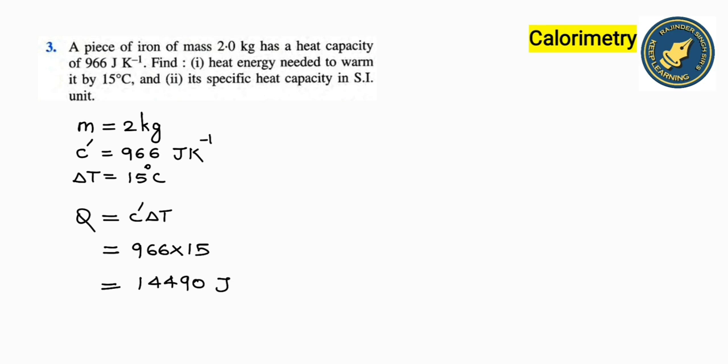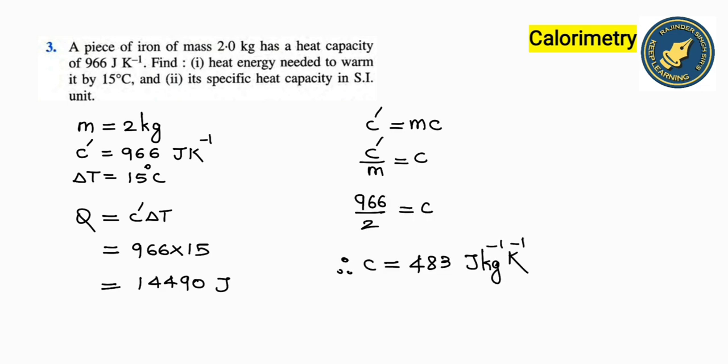Second part, specific heat capacity. If you remember the formula, C dash is equal to M into c. We have to find the value of c. So C dash upon M will give me the value of c. Substitute. Hence, specific heat capacity is 483 joules per kg per Kelvin.